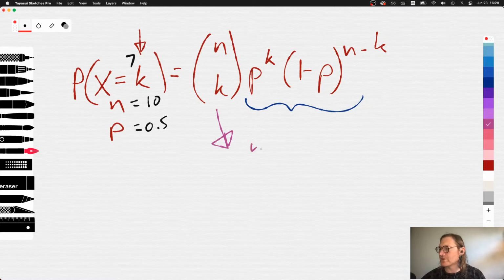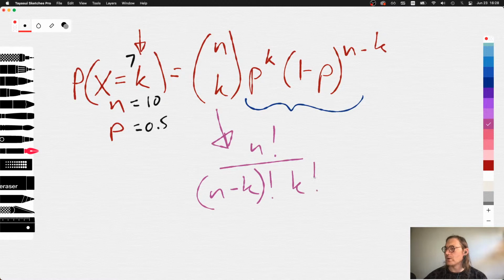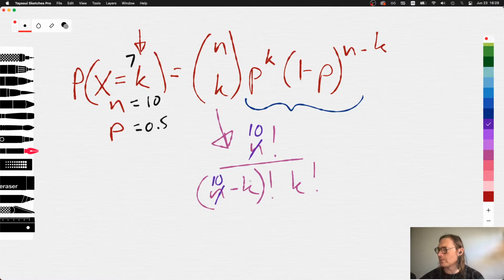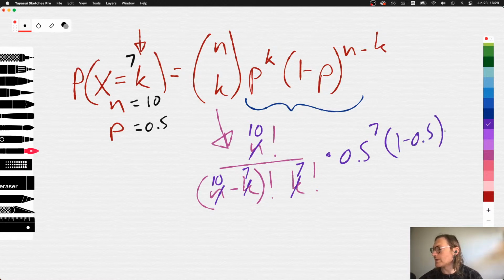And that's just n factorial over n minus k factorial multiplied by k factorial. So if we have all of this, we can just plug numbers in, really. N is 10, so 10 factorial over 10 minus 7 factorial multiplied by 7 factorial. And this is going to be multiplied by 0.5 to the 7th power multiplied by 1 minus 0.5, which is 0.5, right? 1 minus 0.5 to the 10 minus 7, which is 3.